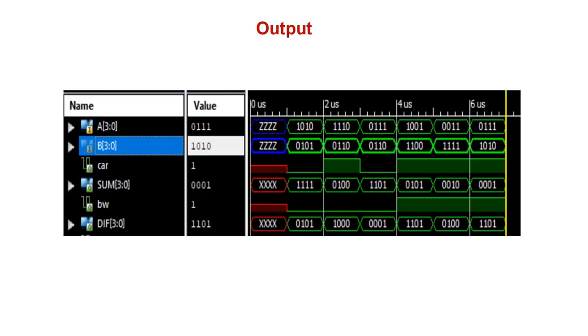0111. So 0111 means it is the binary representation of, here it is 1, 2, 4. So 4 plus 2 plus 1, 6 plus 1, 7. Okay, it is the binary representation of 7. And here it is the binary representation of 8, 4, 2, 1, right? So 8 plus 2 it is 10. So this is all about the 4th question, and in my next video I'll be explaining the remaining questions.